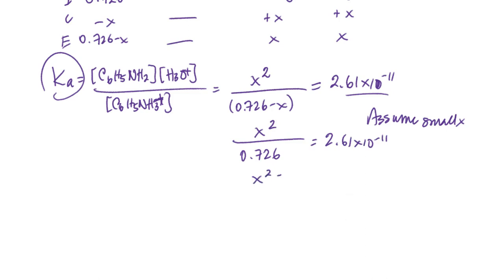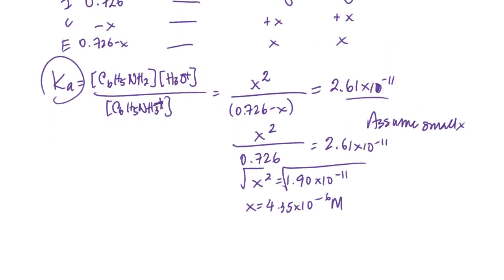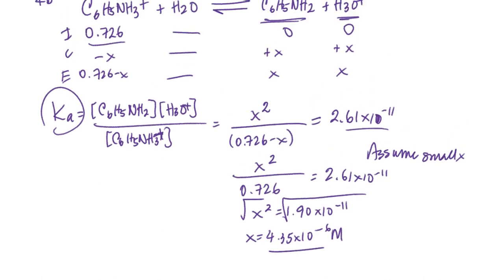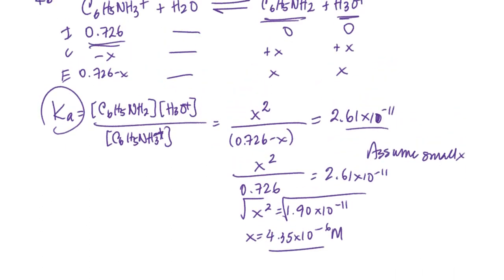So if I go ahead and do the algebra, I get x squared is equal to 1.90 times 10 to the negative 11. If I take the square root of both sides, I get an x value of 4.35 times 10 to the negative 6th molar. Now, I'll leave it to you to check, but we should check that the percent ionization is still less than 5%. I think you can tell just visually that that's the case here, because again, we have such a small concentration compared to the initial concentration of 0.726.